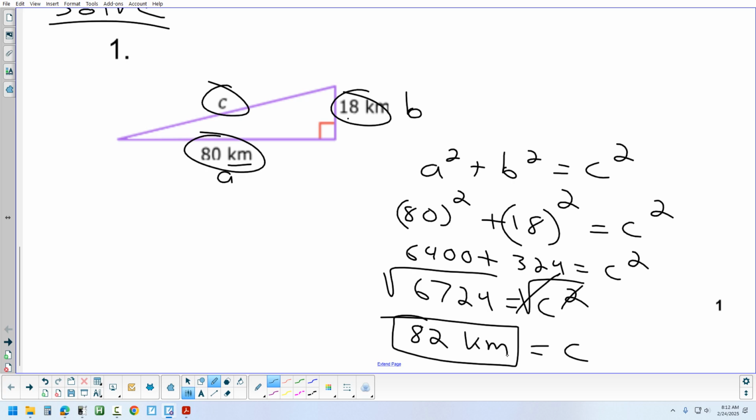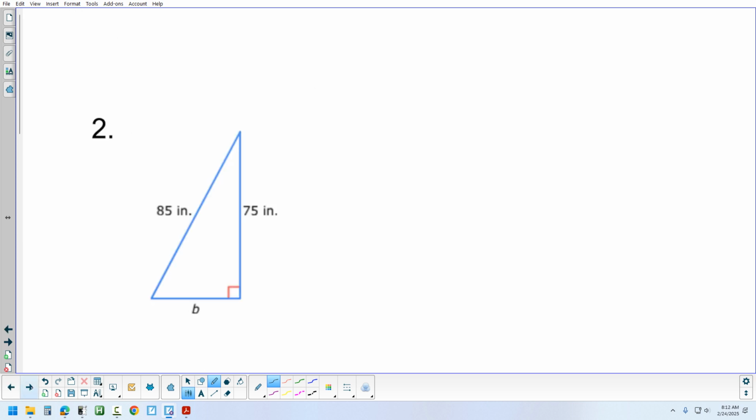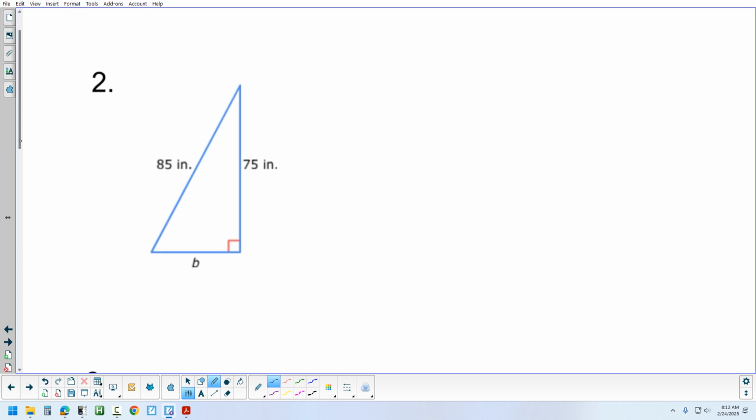So that's an example of using the Pythagorean theorem to find the longest side when you know the 2 shorter sides. If I would have found this number and it came out smaller than either one of those, then something's definitely wrong. Okay. C should always be the biggest side. Okay. So let's look at this one. So this time it's a little bit different because they are giving you the longest side, and they're having you find one of the shorter sides.